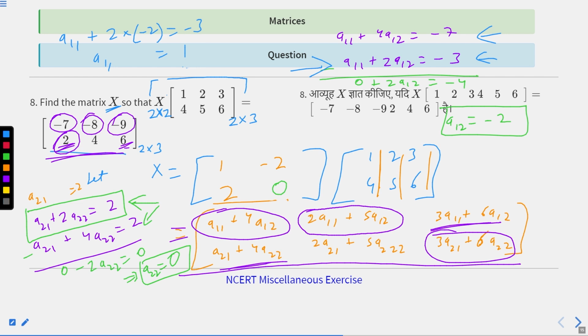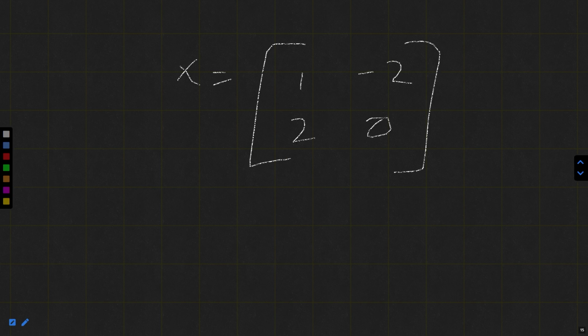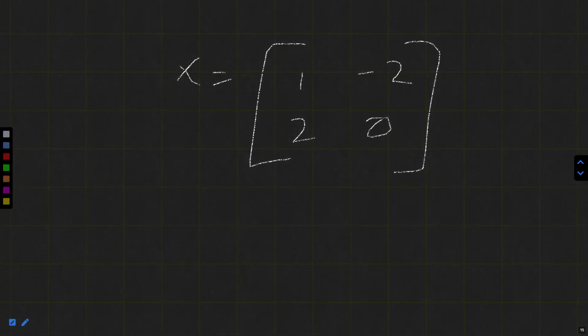So your X matrix will be X is equal to 1 minus 2, 2, 0. Yes, 1 minus 2, 2, 0. So you have found out your X.